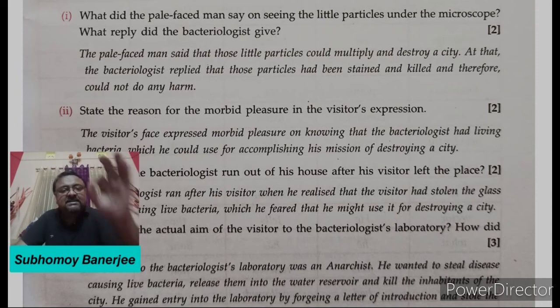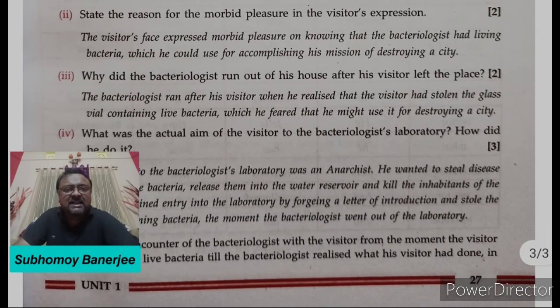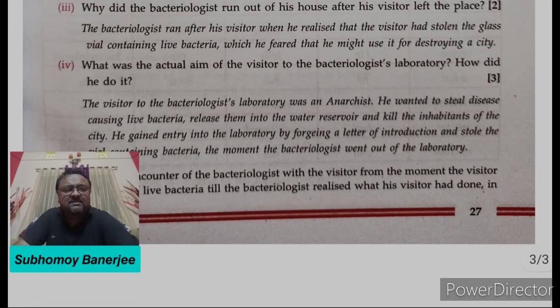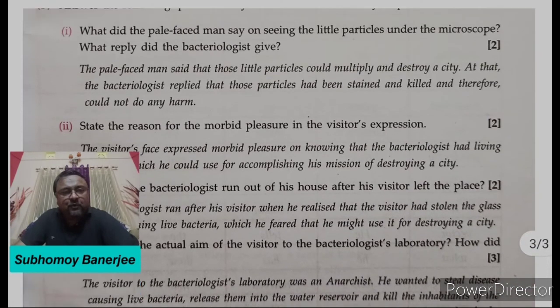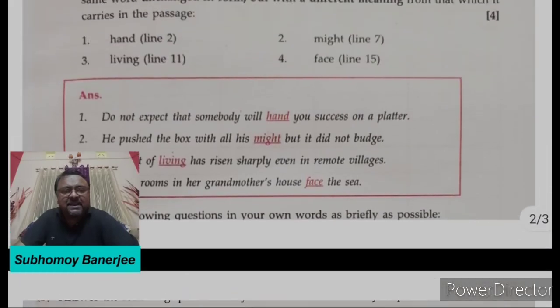Do it always, in literature as well as in language. Always make separate paragraphs for writing the answers of separate parts of the question. So in this way, the rest of the questions and the answers are given here. So this was a solved question number 4 for you from the comprehension.